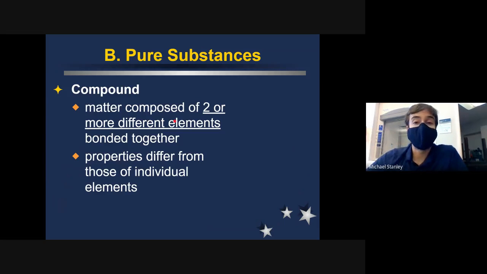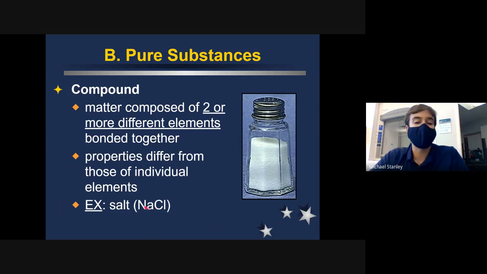So like we talked about on Tuesday, when you bond atoms together, you create a new substance, a different substance than what was there before. And so the properties, those chemical and physical properties, are going to be different. They're going to be new. Like in the example of salt. So you may remember sodium and chlorine from Tuesday.